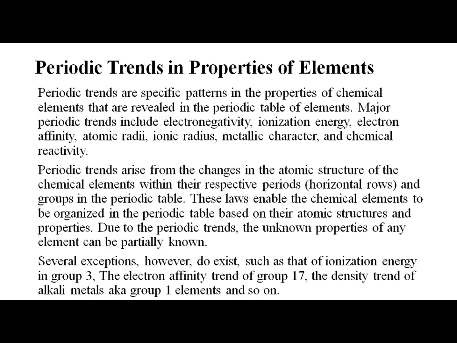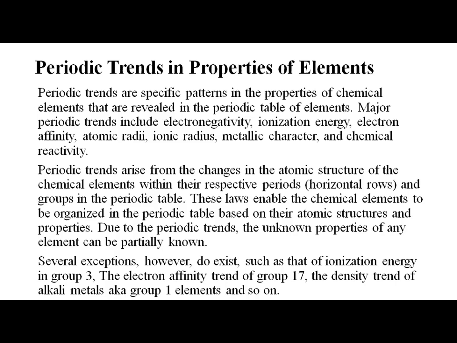So because of these periodic trends, even if there are some elements whose certain properties are unknown, you can predict the properties of those unknown elements. And that was what Mendeleev had done. He had predicted the properties of the elements which were not discovered, Eka aluminum and Eka silicon. How? Based on the periodic trends in the periodic table. Several exceptions also exist. We cannot exactly go with the periodic trends only. There were certain exceptions.